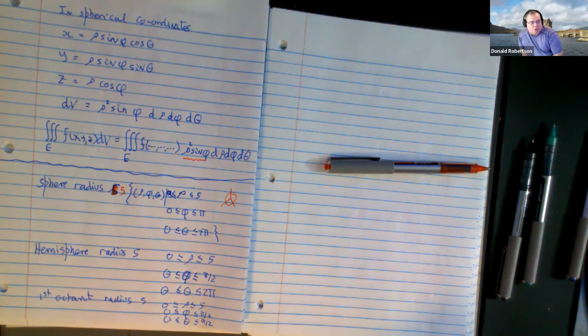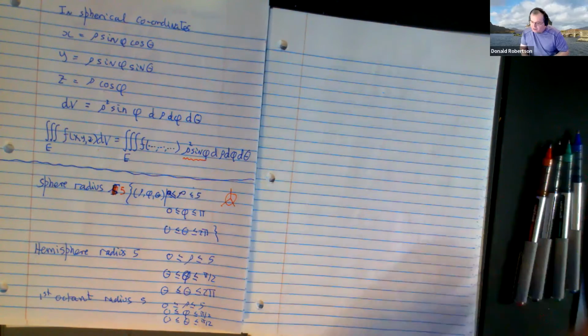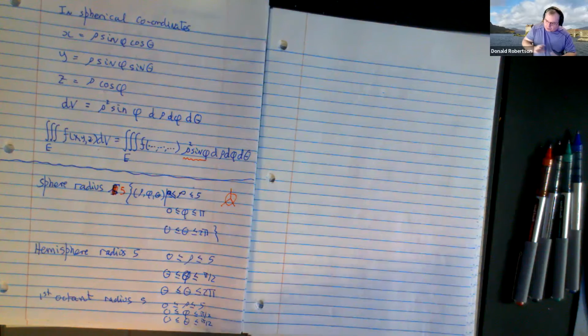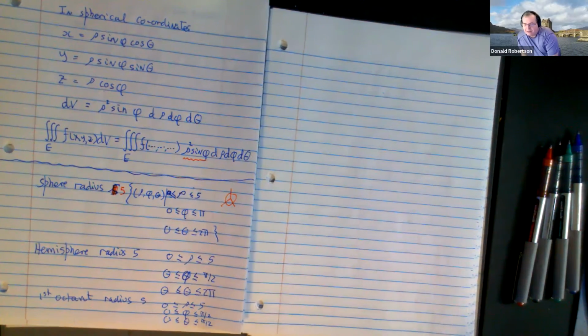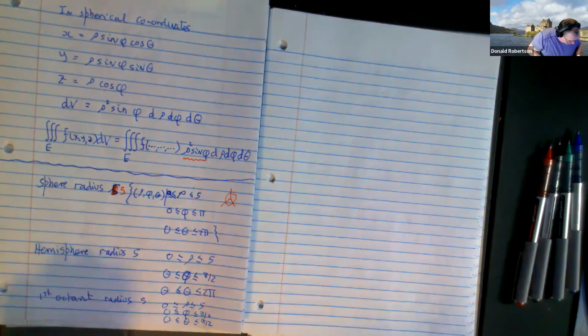So spherical coordinates, I should say, are typically used when the solid that you're integrating over in your triple integral is a sphere or a bit of a sphere. And occasionally, just occasionally, a cone as well. Cones are a bit messy, but they do exist.